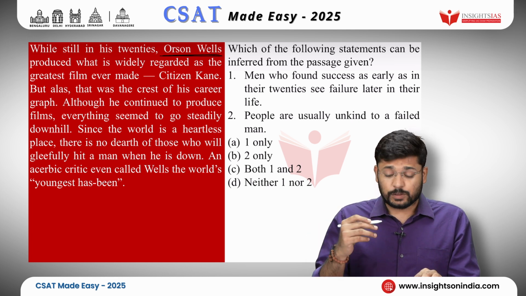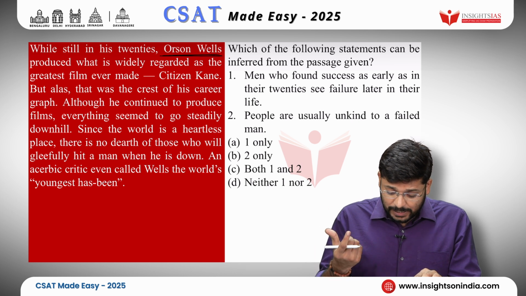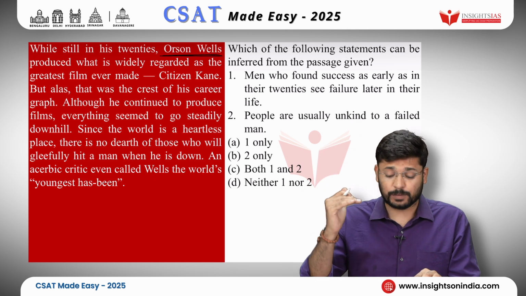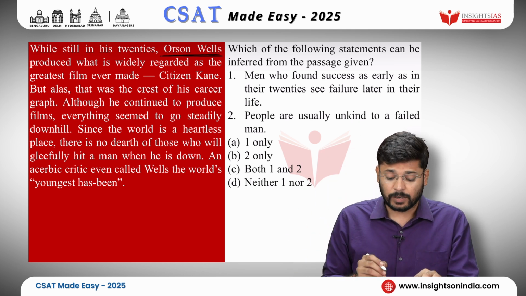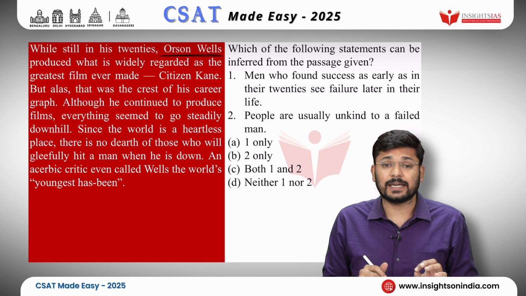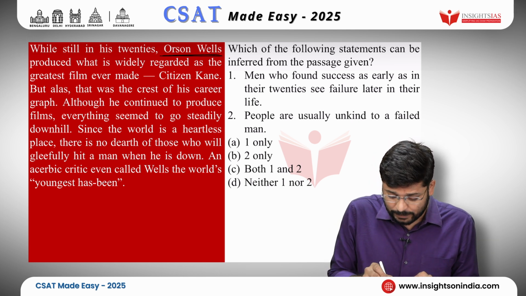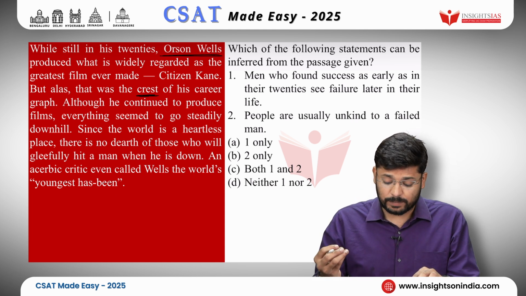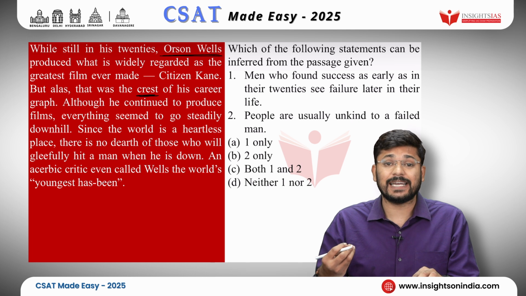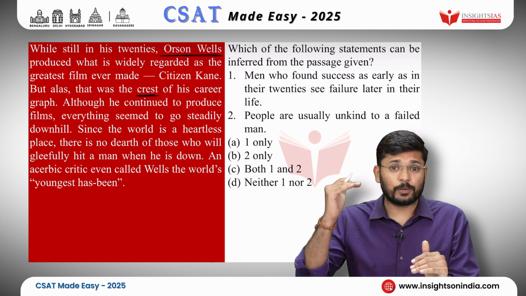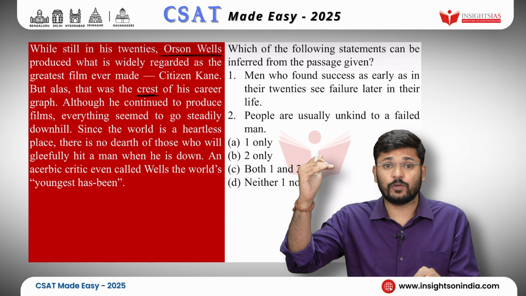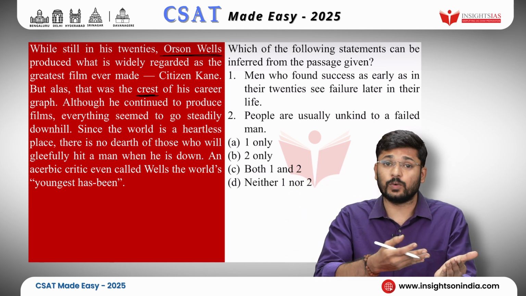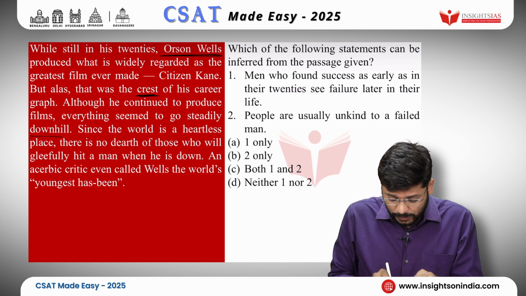Okay. Let's go to the second sentence. But alas, that was the crest of his career graph. What is crest? Crest is the highest level. So, but alas, that was the crest of his career graph. Here I will underline crest. Although he continued to produce films, everything seemed to go steadily downhill. It means that he produced Citizen Kane and it was the height of his success. Then his next films were not as good as Citizen Kane. So we can underline downhill here.